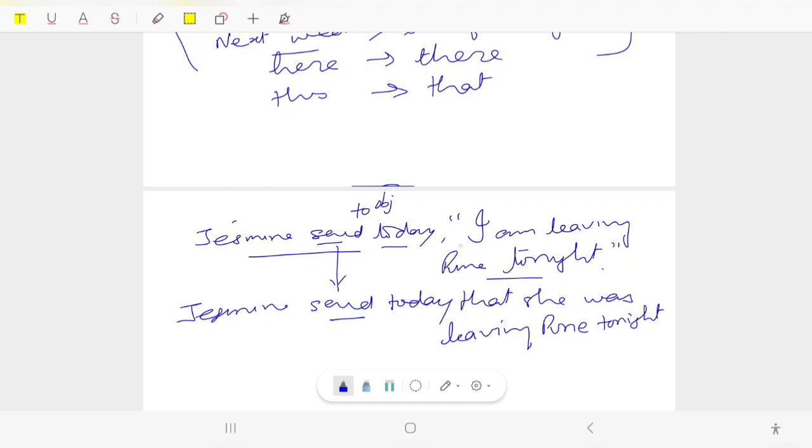So Jasmine said today, inverted commas removed, that. The subject is Jasmine, so I has become she. Present continuous tense became past continuous tense. She was leaving Pune tonight. It will remain as it is. Tonight will not change to that night because it is reported the same day. It is written today, which means it is reported the same day, so it doesn't change. There are 3 more situations where we do not change. Have a look at them now.